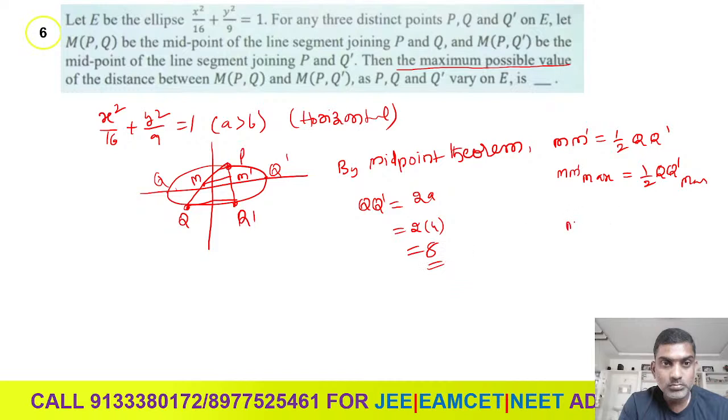Then the maximum value of m dash is what? 1 over 2 times 8, that is 4. The maximum value of m dash is 4. Okay, the answer is 4. Right.